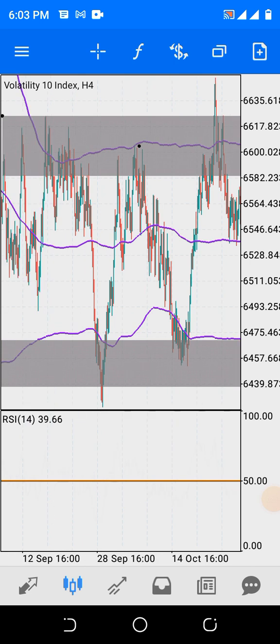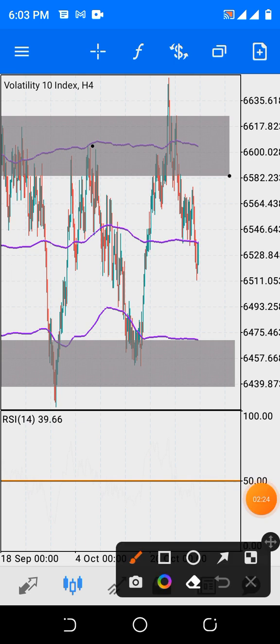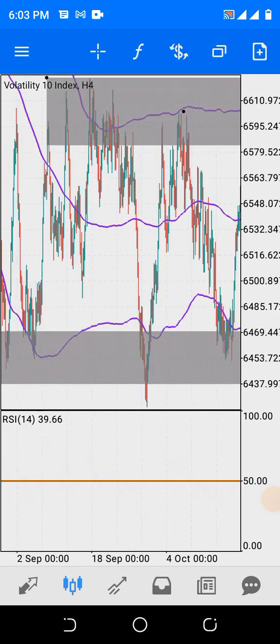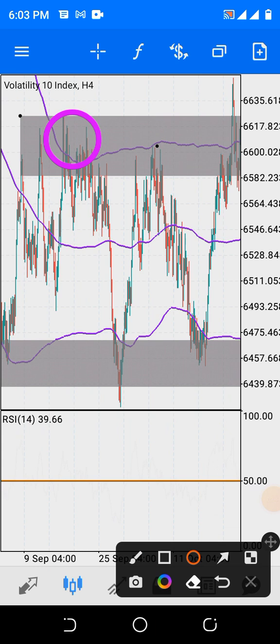So you buy here, this is an entry where you need to buy. This is a sell. This is also an area where you need to sell. You buy, you sell. So this is a clear ranging market. With the help of a Bollinger Band, you can determine when the market is ranging and how to trade it profitably.